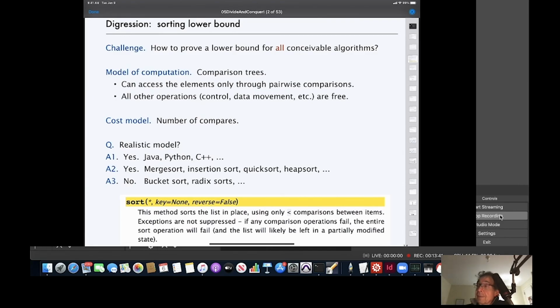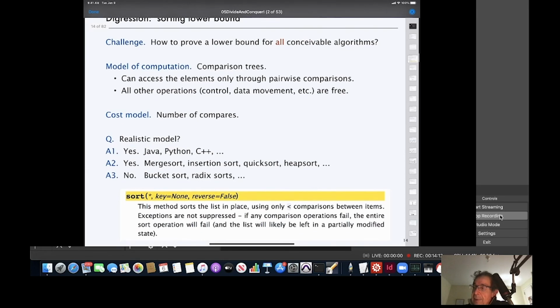Well, we can answer that question with comparison trees as a model of computation, in which we can access the elements only through pairwise comparisons, and all other operations like control, data movement, etc. are free. Suppose that the only cost comes from comparisons. So really the cost model would be the number of compares.